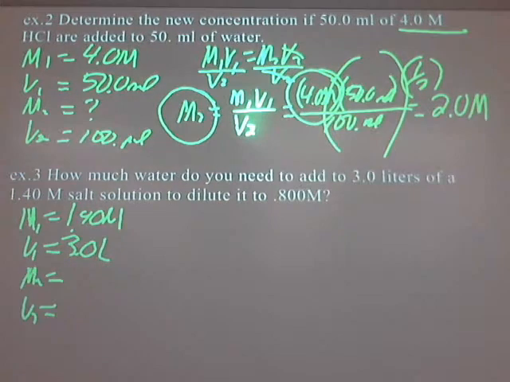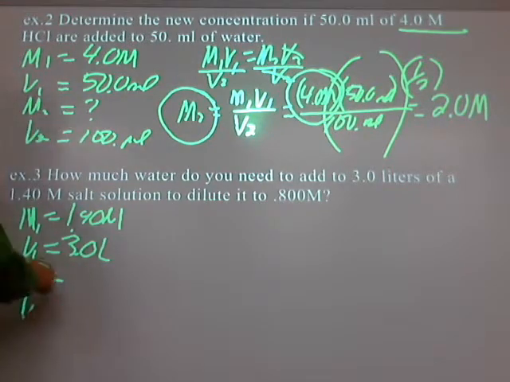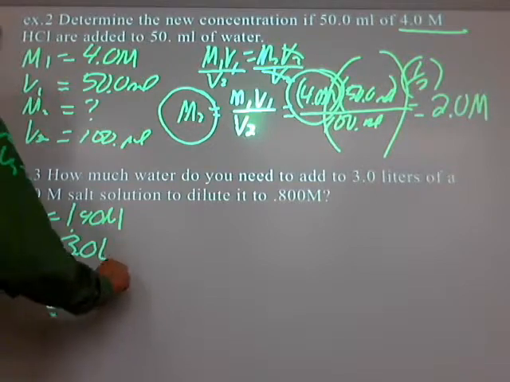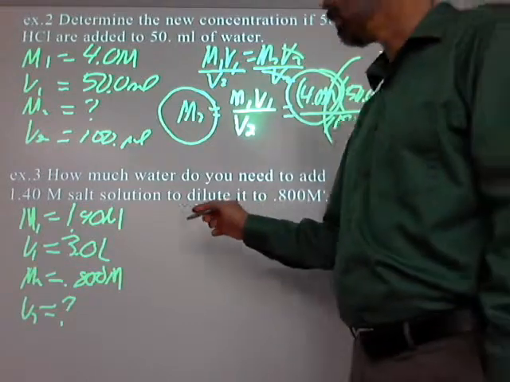It's not my unknown. The unknown is how much water do I need. Okay, so what's the new volume going to be? And even that won't be the actual answer, as you'll see. M2, 0.8, that's what I'm trying to make. 0.80 molar, and I want to know how much water I need to add to it. Actually, V2 is not how much water I need to add, but rather how much the volume will need to be at the end, which we'll see.